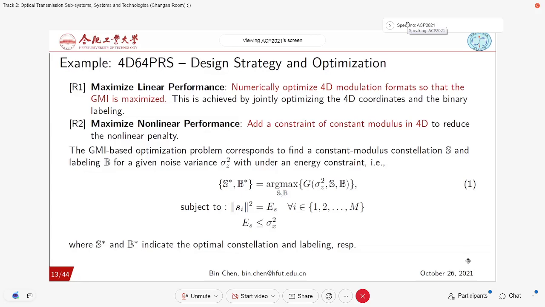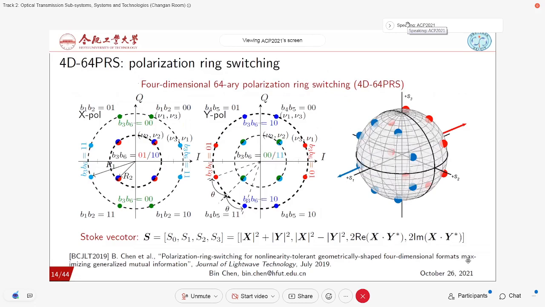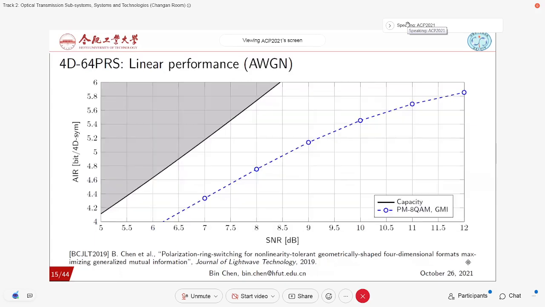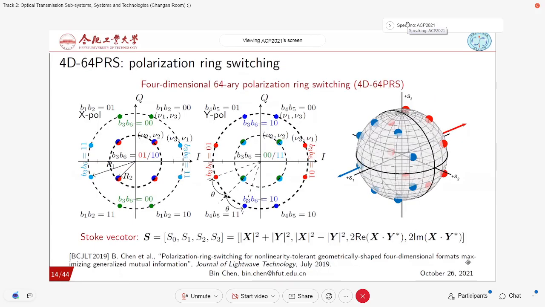the 4D coordinates. And this is the constellation we got by optimizing at a spectral efficiency of 6 bits per 4D symbol. So the spectral efficiency is the same as PM-QAM. And if you look at this figure, you can see, okay, this is like 12 QAM in 2D, but actually it's not. It has 64 4D symbols.